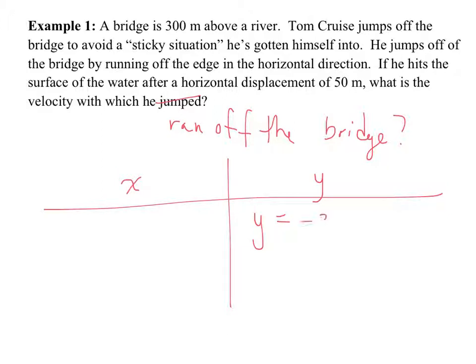Let's remember the negative, simply because Tom Cruise is falling down toward the river, not up. So the displacement vertically is negative 300. Good, that's one piece. And what else do I have? We know the acceleration. What is it? Negative 9.81. I'm going to put a_y for acceleration in the y direction. Very good, Victoria. Negative 9.81 meters per second squared. Good, good, good.